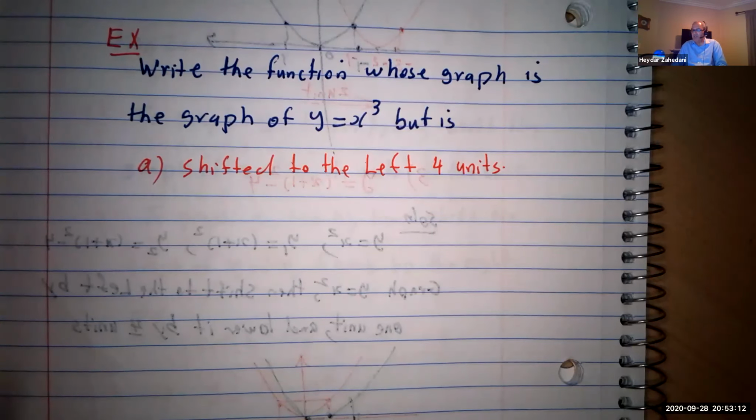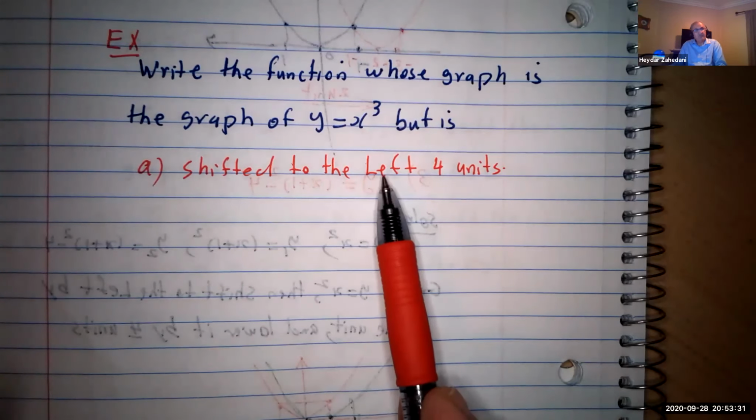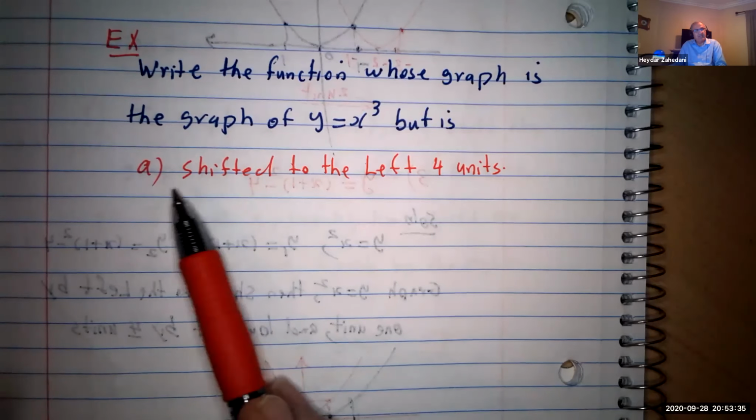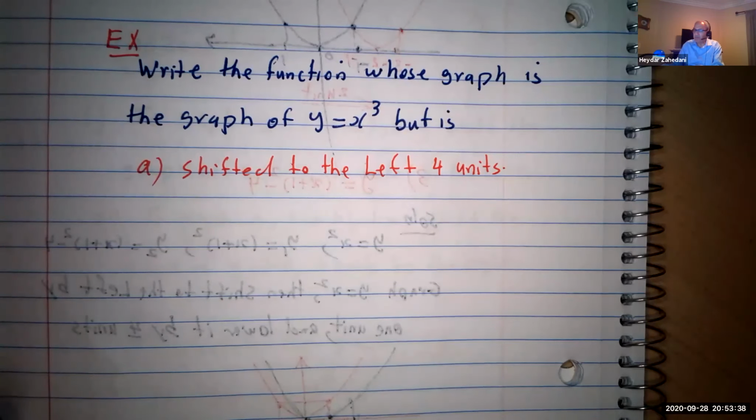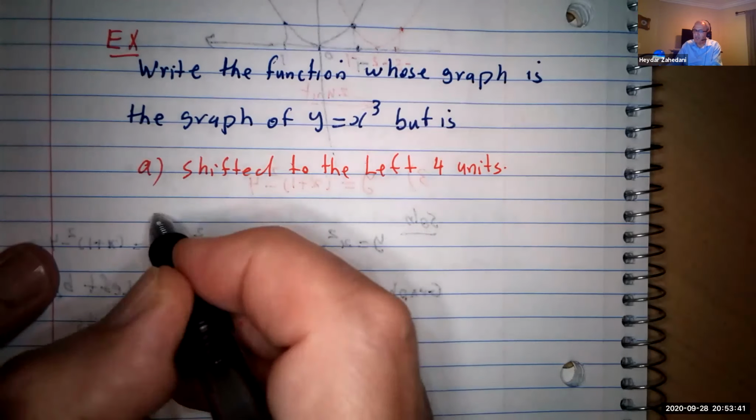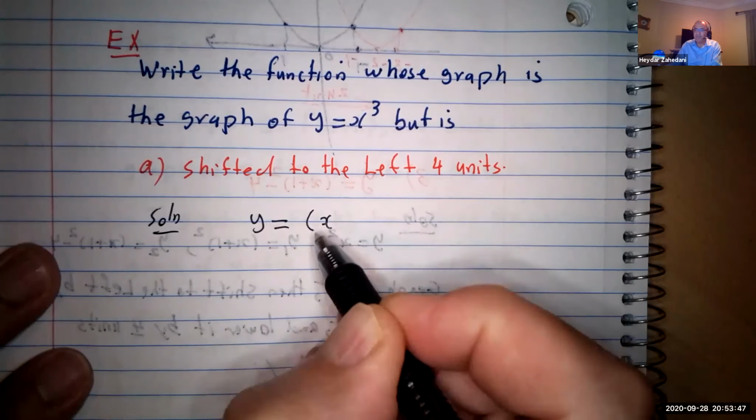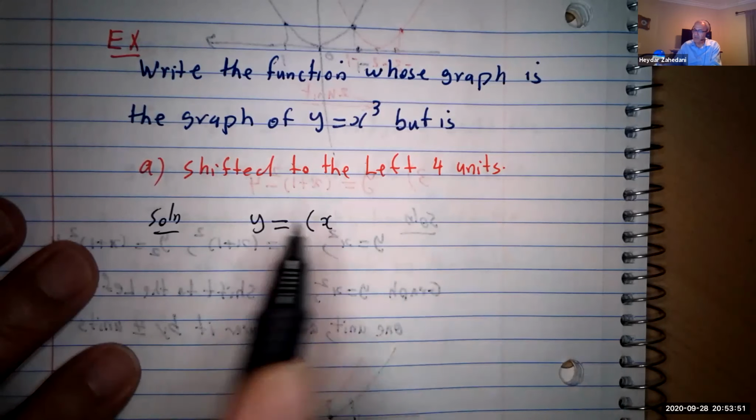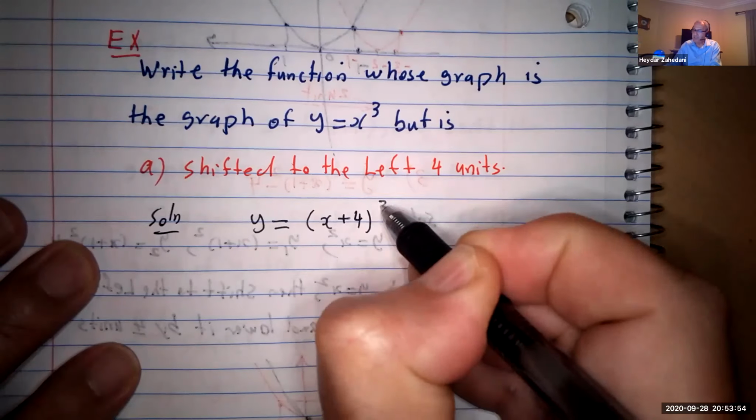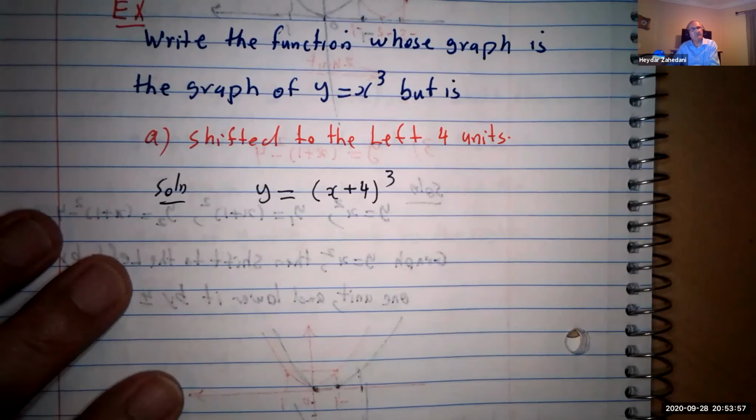So we want to get the new function. The graph is shifted to the left 4 units. You know that shifting to the right or to the left is where you change the x, and the direction is going to be different. Shifted to the left is like a negative, but we use the opposite one, remember? So the answer is y equal to x, left is negative, but use the positive here. Remember, it's the opposite.